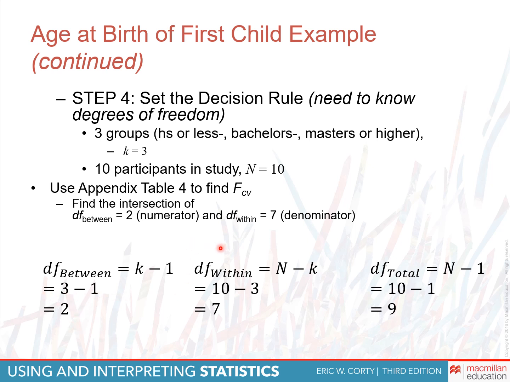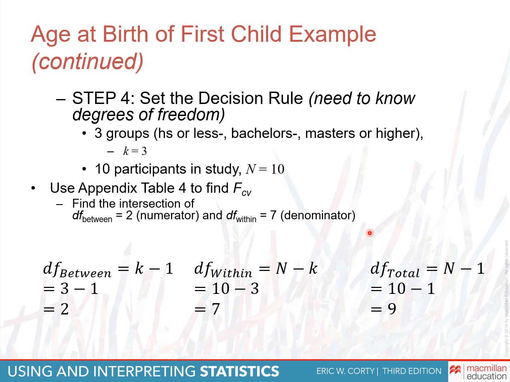Next, we need to determine our within subjects degrees of freedom, and that's going to be equal to n minus k, where n is the total number of participants in our study, and in our example, we have 10 participants, and again, k is the total number of groups we have. Here we have 3 groups, so k is going to be equal to 3. So our within subjects degrees of freedom is going to be equal to 10 minus 3, which is 7.